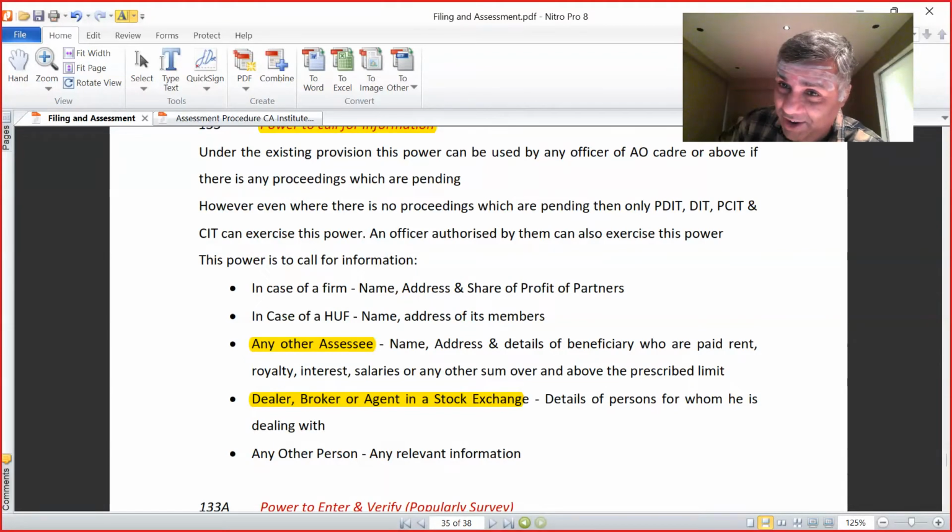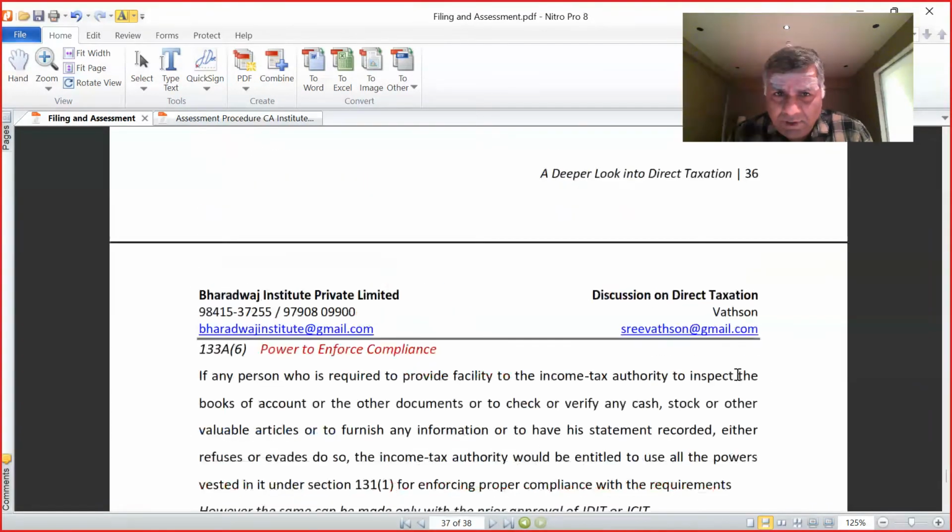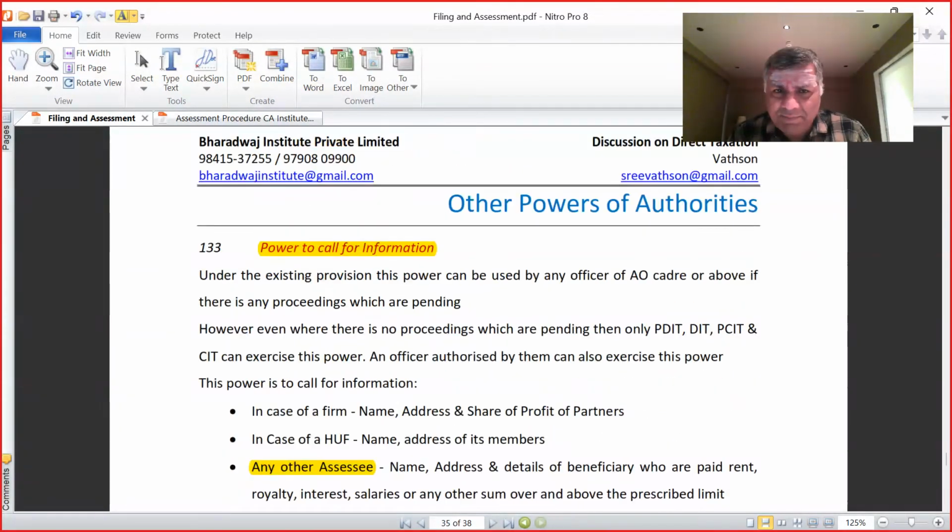So you mean to say that the bank will not have the information fully true and fair? Might not be, sir. Where no proceeding is pending against the person, can they ever call for information which is useful for any inquiry, etc.? Yes. The law does not restrict that the case should be pending. We studied Section 133 just now. The law never said so. But do they have to give reasons why? No, they need not give reasons why.